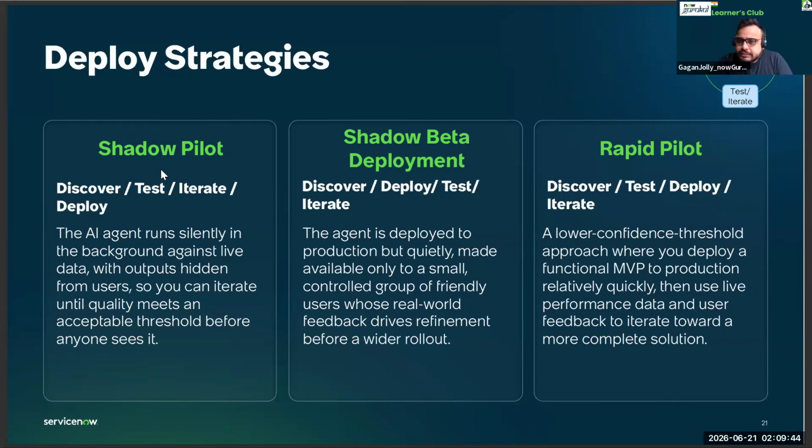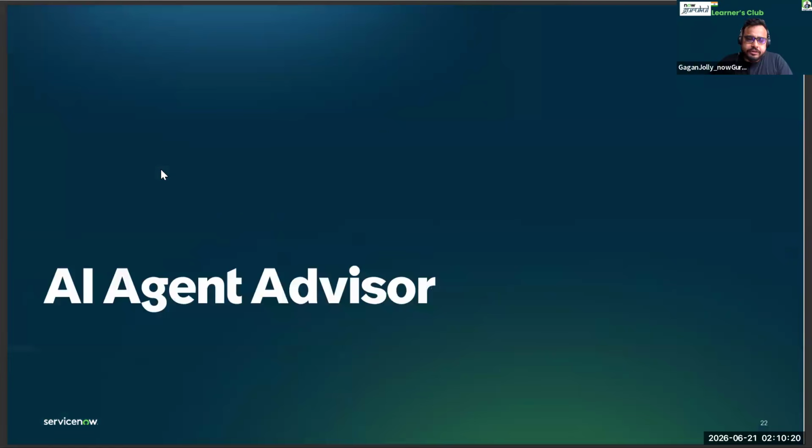If your shadow beta deployment is successful, the next stage you go into is a rapid pilot. It is a lower confidence threshold approach where you deploy a functional MVP to production quickly and then use the live performance data and user feedback to iterate toward a more complete solution. Basically, the entire idea here is that this is something new to us, new to the client, and new to customers as well. Then how fast, at what volume you want to deploy it, and how you want to run the show is something that has been described here.